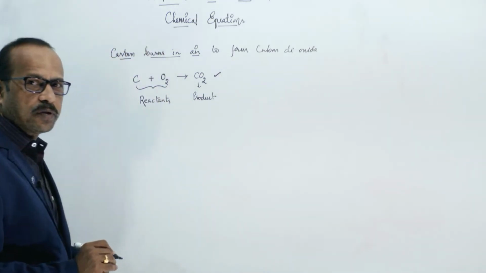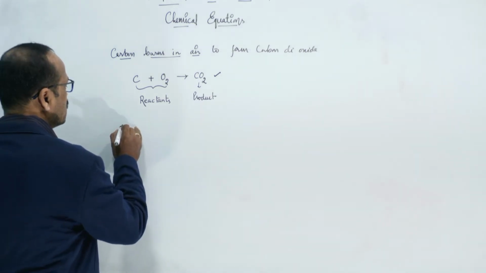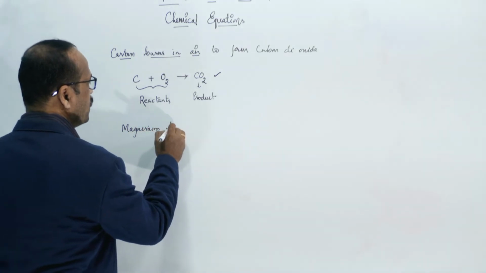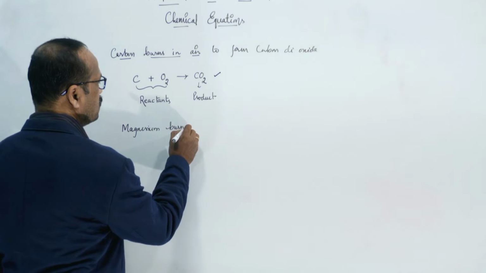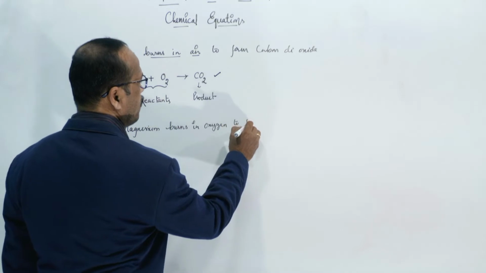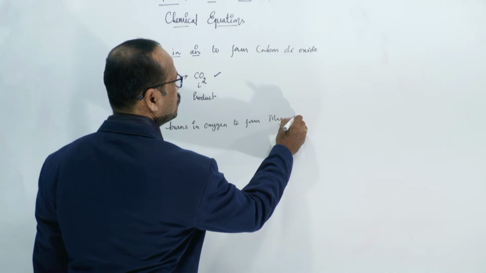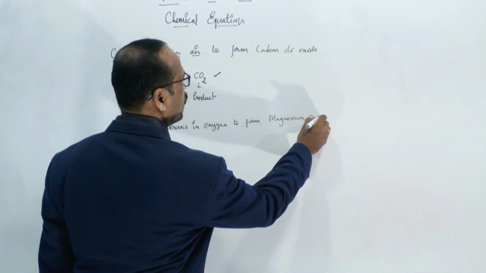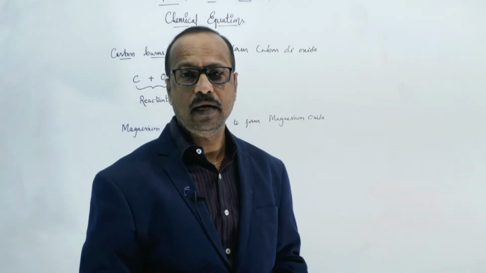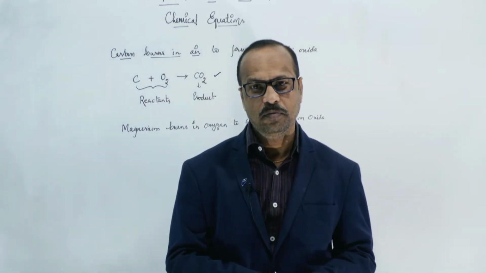Now, I'll write one more equation, for one more chemical reaction. So, for example, see students here, magnesium burns in oxygen to form magnesium oxide. So this is another reaction. Just as carbon is burning in air to form carbon dioxide, similarly magnesium also burns in air to form magnesium oxide.